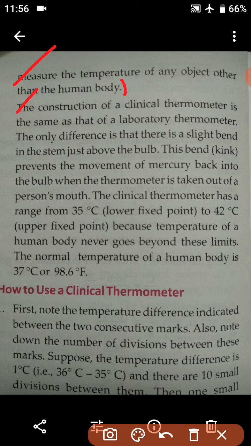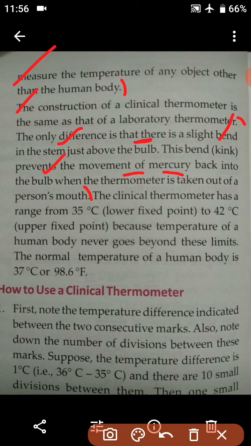So the construction of a clinical thermometer is the same as that of the laboratory thermometer. The only difference is that there is a slight bend in the stem just above the bulb. This bend prevents the movement of mercury back into the bulb when the thermometer is taken out of the person's mouth.